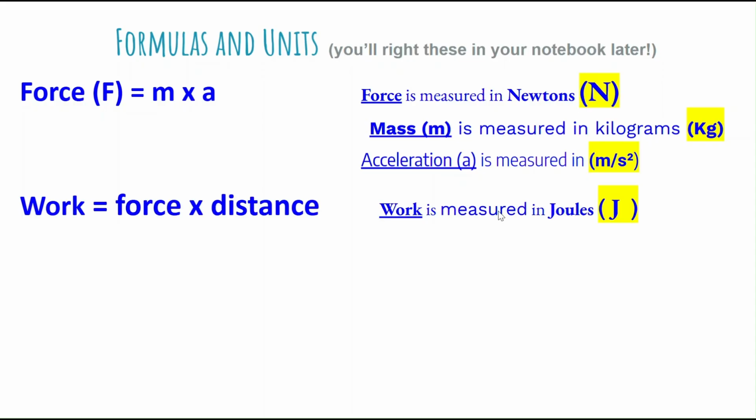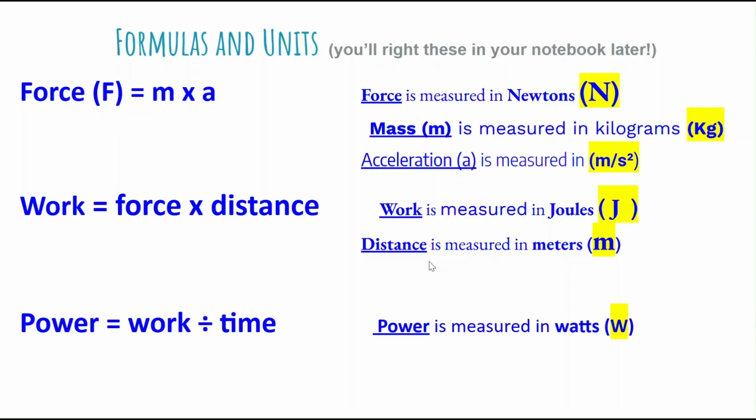If we want to calculate work, work is force times distance. We already know force is going to be in newtons. Once we multiply newtons times meters, newtons times distance, we will get work. Work is measured in joules. That's a capital J for a guy, Mr. Joule. Distance for this problem is going to be measured in meters.